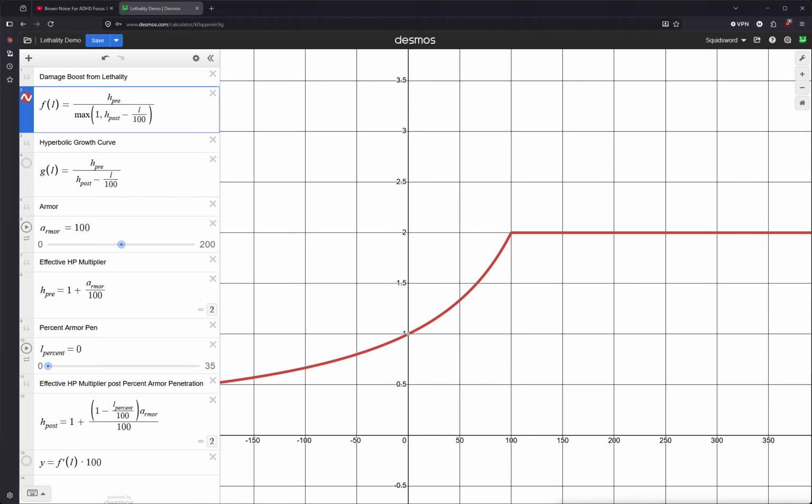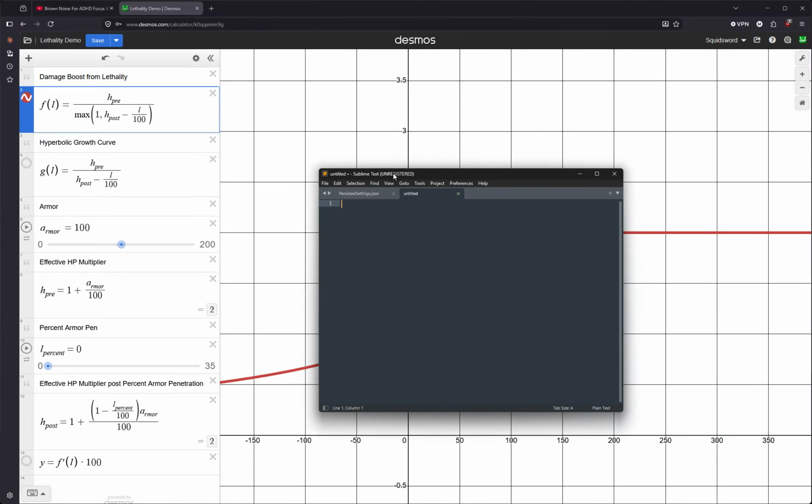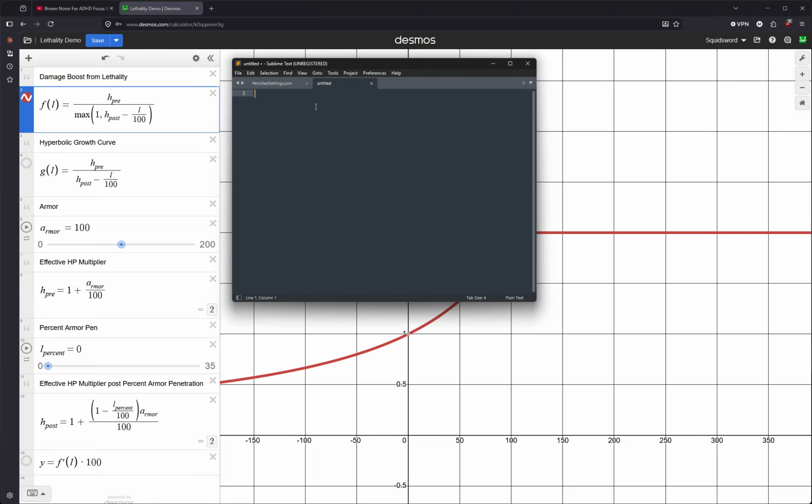So there's a big reason why lethality scales with itself. It's rooted in the fact that lethality follows a hyperbolic growth curve. And to get an understanding of what that means, let's just write out some numbers here. So if you get enough lethality, you actually will do infinite damage. And here's what I mean by that.